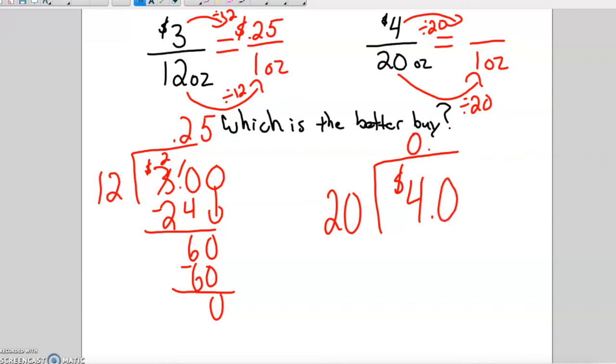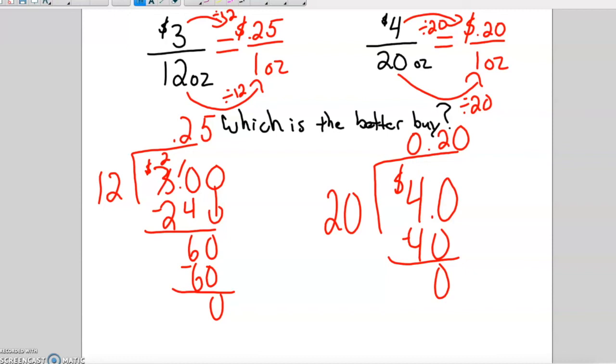How many 20s fit into 40? Oh, well, that's easy. That's just 2, right? 2 times 20 is 40. Subtract 0. We don't say it's 0.2 cents, right? We would say it'd be 20 cents. You put that 0, right? So it goes all the way to pennies, to cents. So that is 20 cents per ounce.